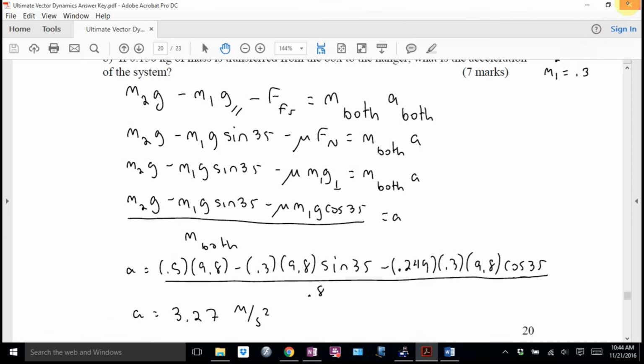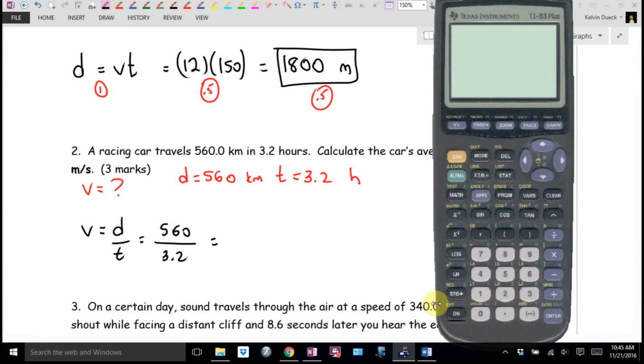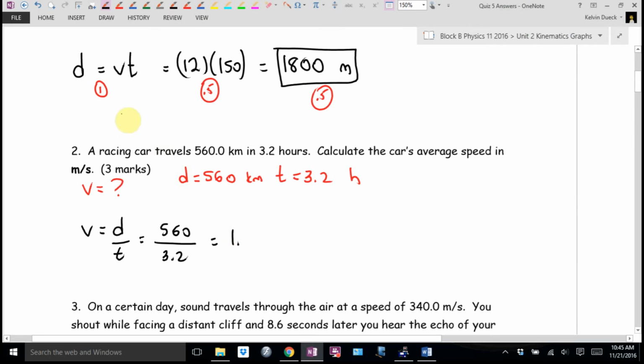If I do that, close that file, Mr. Duick. There we go. 560 divided by 3.2, I get 175. 1 point. I get 175, but that's kilometers per hour. If you stopped there, that would get you 2 marks. I need to convert this. How do I go from kilometers per hour to meters per second? Is it divided by 3.6?